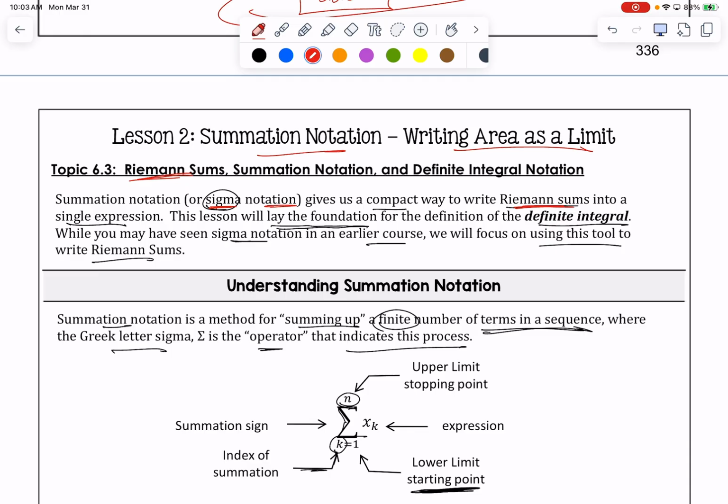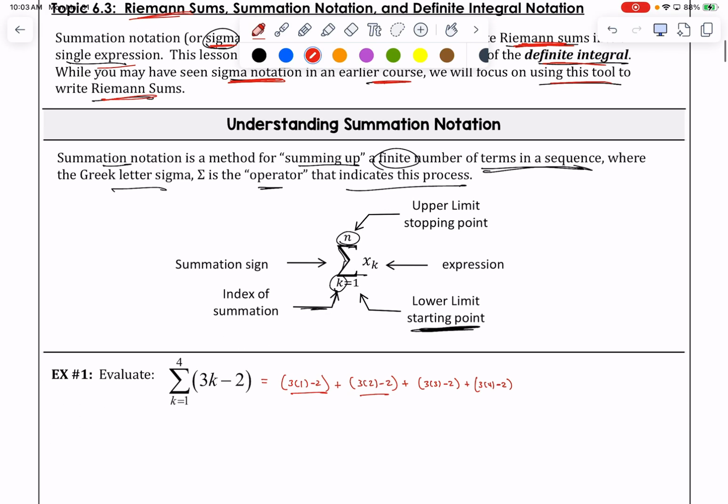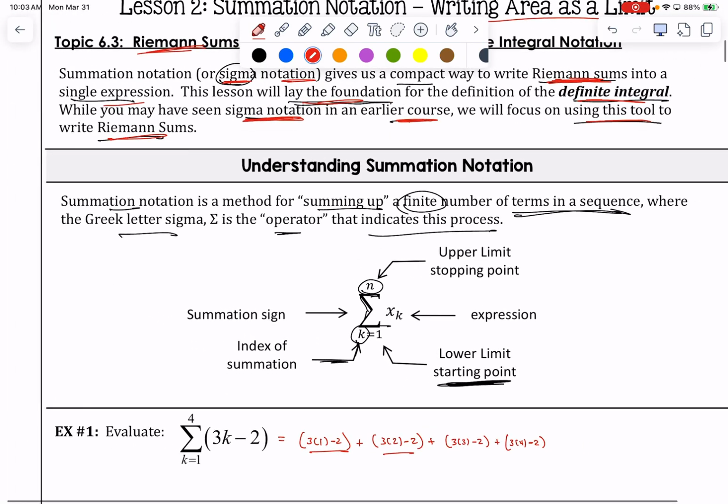So, summation notation. It's a compact way to write Riemann sums as a single expression. This lesson will lay the foundation for the definition of the definite integral. While you may have seen sigma notation in an earlier course like AP Stats, we will focus on using this tool to write Riemann sums.